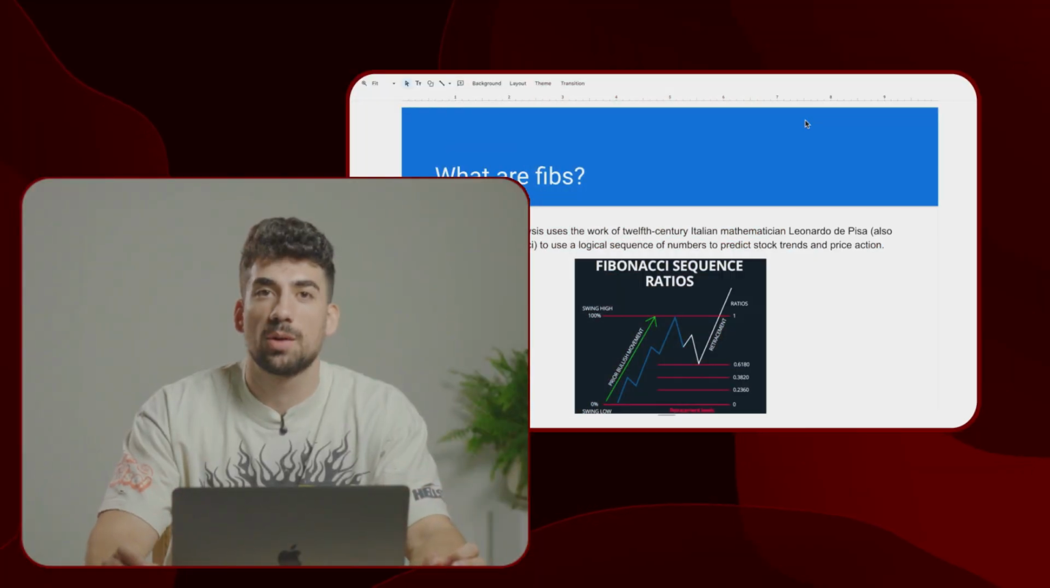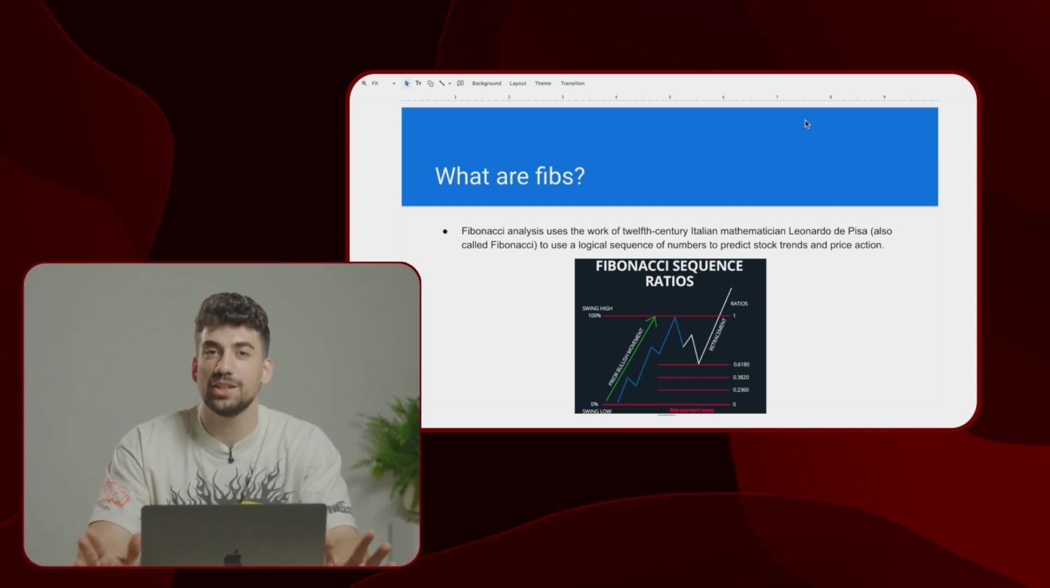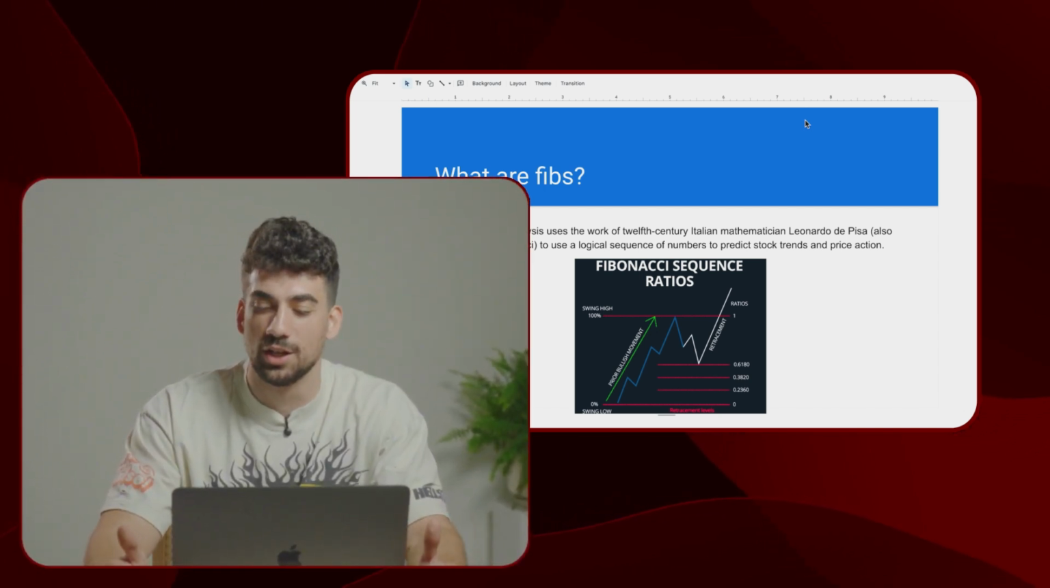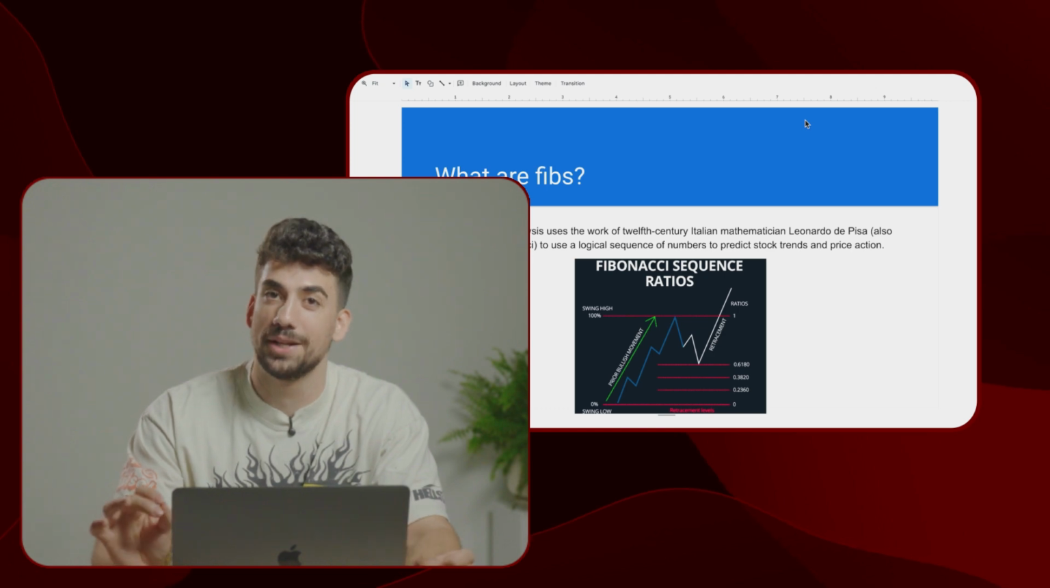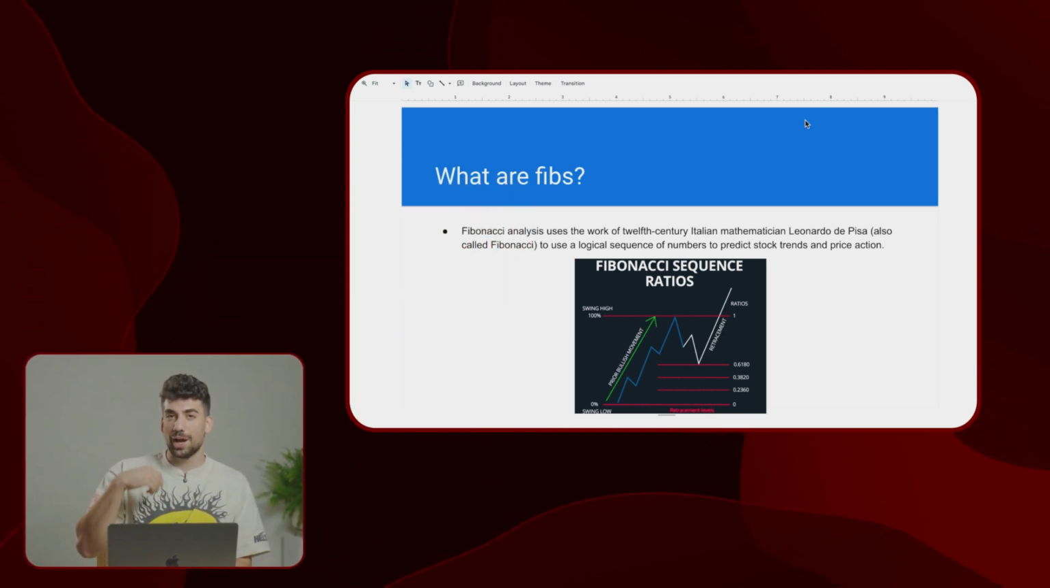First of all, let's talk about what are fibs. Fibonacci analysis uses the work of 12th century Italian mathematician Leonardo da Pisa, also called Fibonacci. And yes, you might say, Antonio, you're biased because you're also Italian. Well, this wasn't my uncle or anything, but it's very effective in your trading. It uses a logical sequence of numbers to anticipate stock trends and price action.